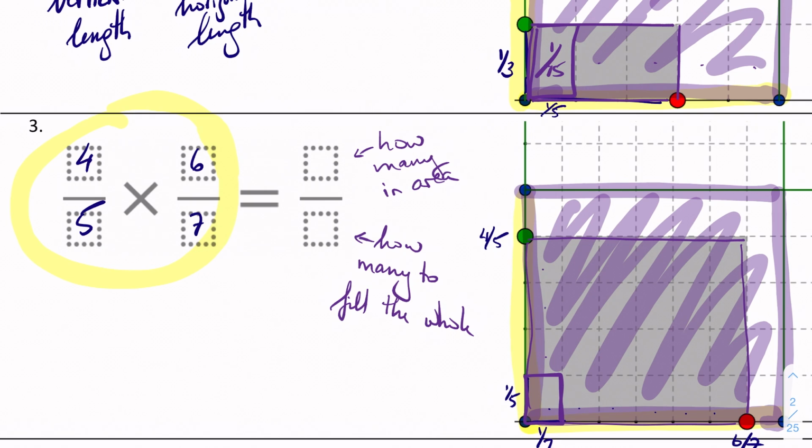There's 1, 2, 3, 4, 5 rows of 7 columns. So 5 rows of 7 to fill the hole. That's 35. And how many in our area? Well, 1, 2, 3, 4 by 6. So 4 rows of 6, and that's 24.